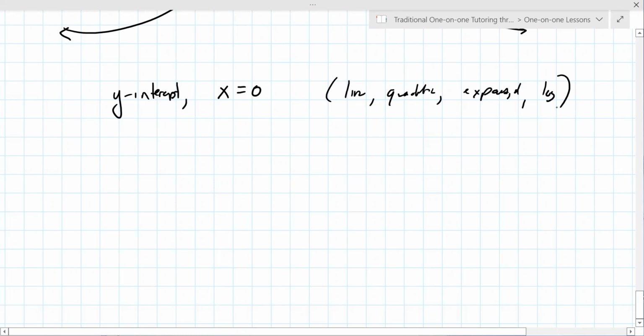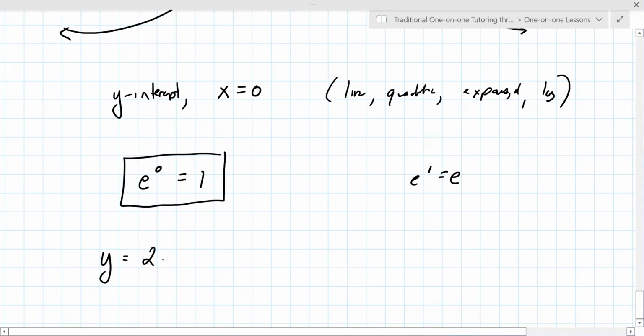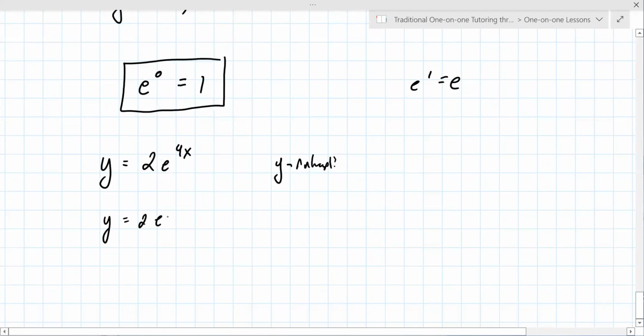So as a reminder, do you remember what e to the power of 0 is from class? I think is it just e? It's not e. E to the power of 1 is e. Oh, it's 1. Yeah, this is critical. So if I say it's 2e to the 4x, and I ask you for the y-intercept, what you're doing is you're putting 0 in for x. 4 times 0 is 0. And that's where you have to remember that e to the 0 is not 0, it is 1. So this is 2 times 1, which is 2.